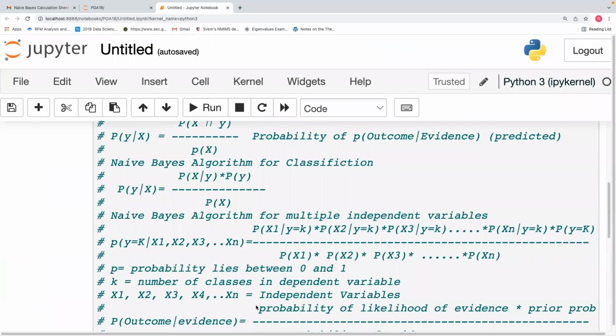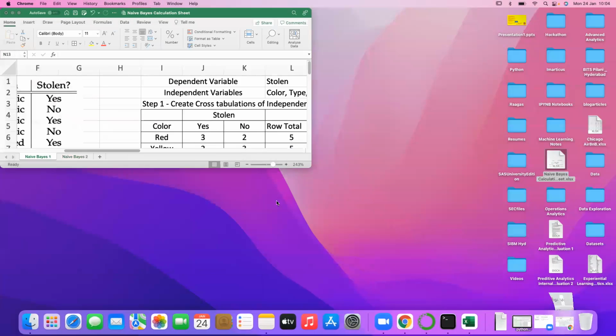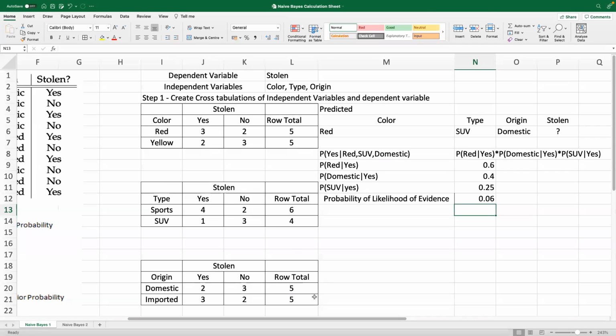See, what is the probability of likelihood evidence? Probability of X1 given Y is equal to K. Here we are calculating probability of X1 given yes. Probability of color given yes. Probability of red given yes. Probability of domestic given yes. Probability of type and origin given yes. All these things are nothing but the probability of likelihood of evidence, which is multiplication. We are multiplying all these aspects. That is what we are doing. Probability of likelihood evidence is the multiplication of all the three probabilities.